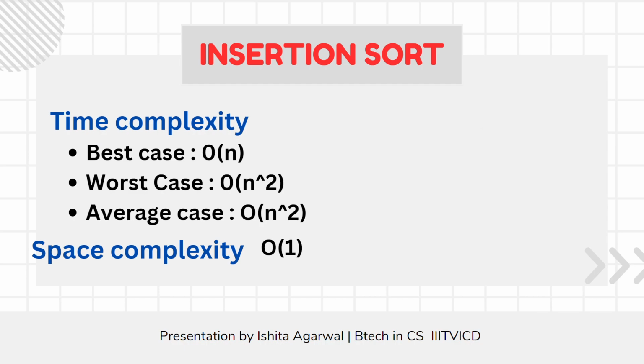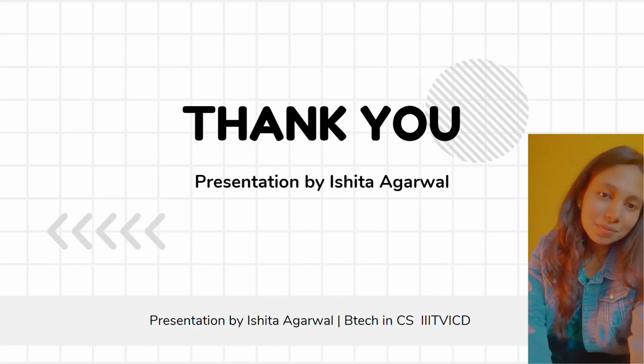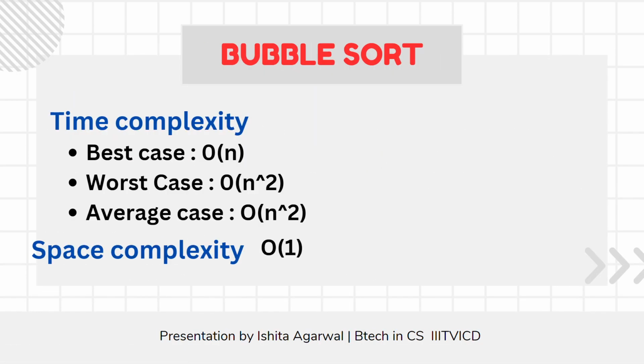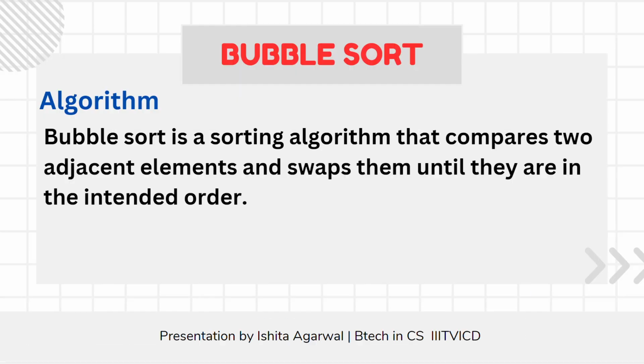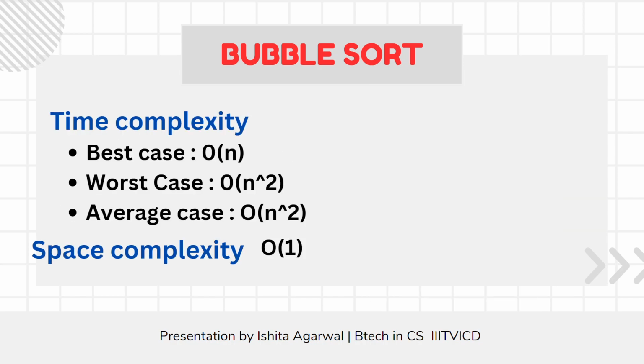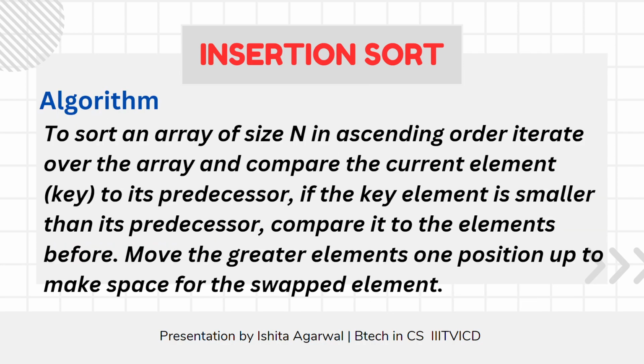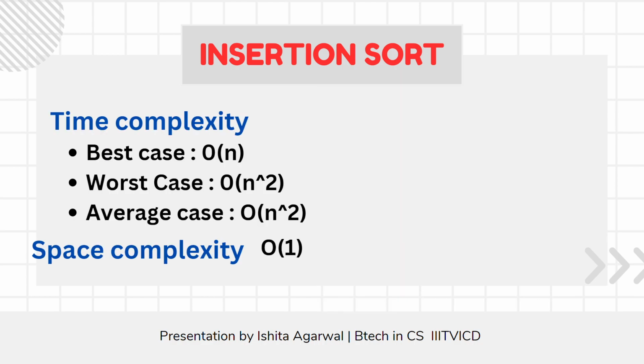So this was all about the bubble sort and insertion sort. You can have a review here. It compares two elements. This is the source code and time and space complexity. Coming to the insertion sort algorithm, then its source code and time and space complexity.